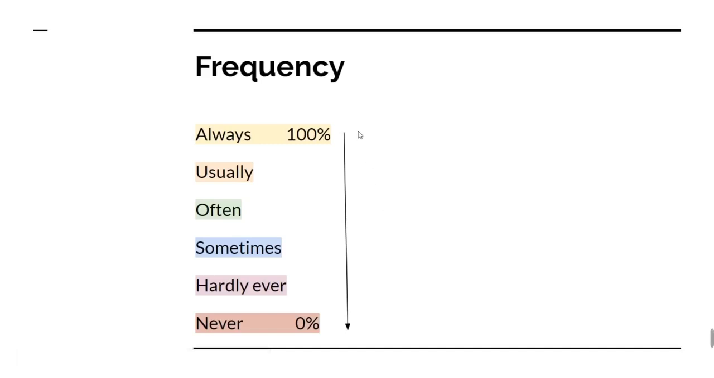So always is something maybe you love to do, or it's just your hobby. Maybe you always watch TV every day. Usually is also like a hobby or a habit, something that you love to do or you have to do. Often is something that you would do a lot. Sometimes is not often, not something that you need to do all the time. Hardly ever and never are things that you probably don't really do.